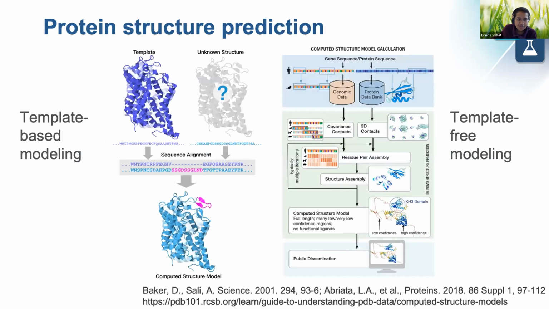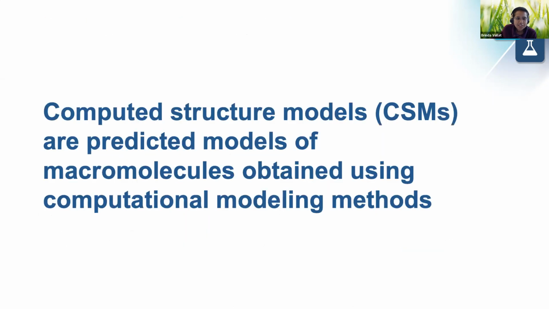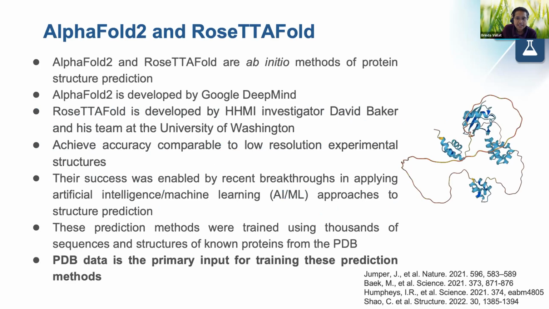What are computed structure models? We already saw part of this slide in Stephen's talk, so I won't spend too much time, just to quickly catch up. These are predicted models of macromolecules obtained using computational methods. The two recent methods, AlphaFold 2 and RoseTTAFold, are ab initio prediction methods. AlphaFold 2 was developed by Google DeepMind, and RoseTTAFold was developed by Howard Hughes Medical Institute investigator David Baker and his team at the University of Washington.